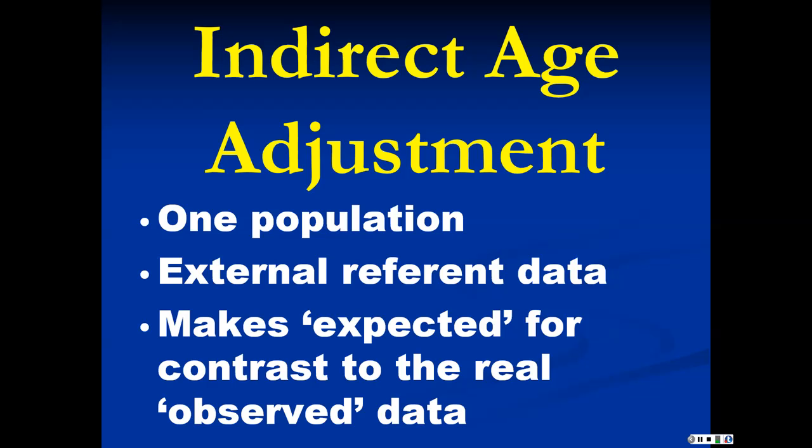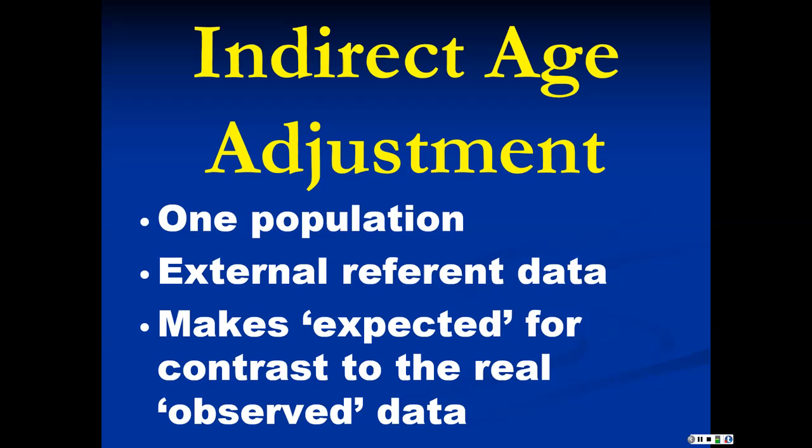They've noticed that there are a dozen cases of some type of cancer in the population that's known to them in a short period of time, and they become concerned because they think that's more than the expected number of cases. That's where indirect age adjustment becomes useful.